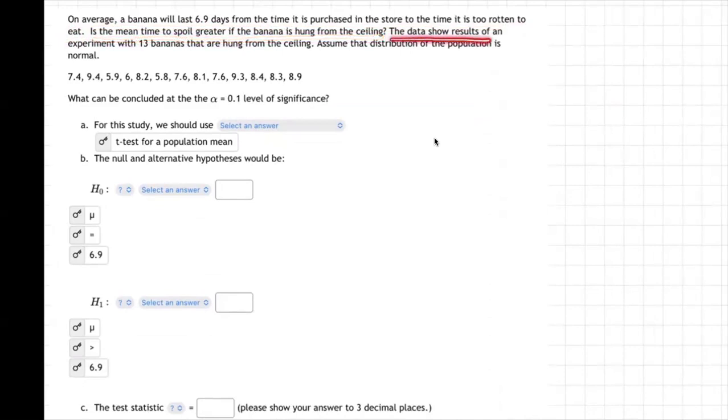The data show results of an experiment with 13 bananas that are hung from the ceiling. Assume the distribution of the population is normal. So here we have 13 bananas and how long they lasted when they were hung from the ceiling. What could be concluded at the alpha 0.1 level of significance? Okay. So how can we do this?